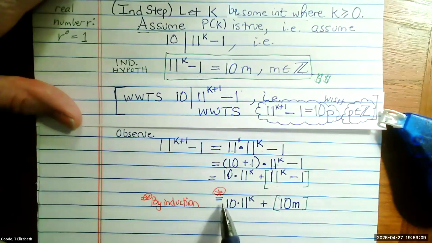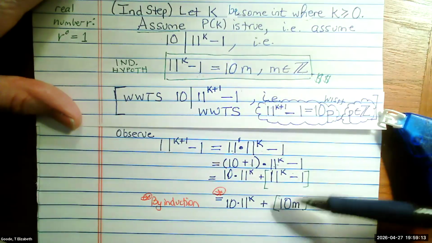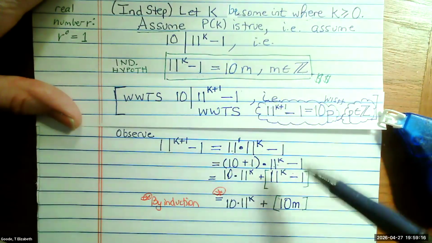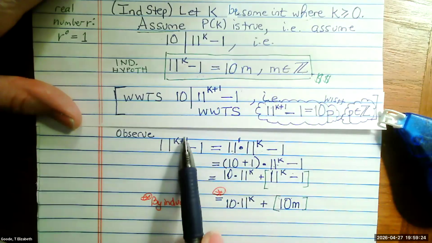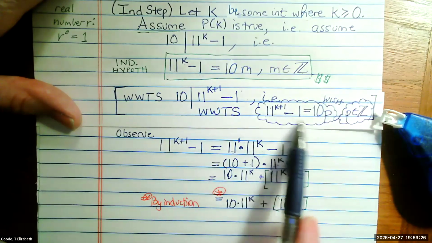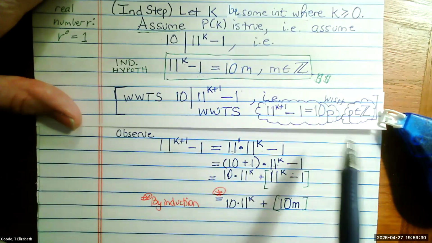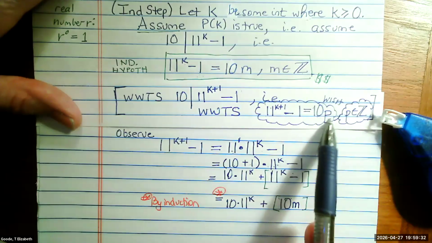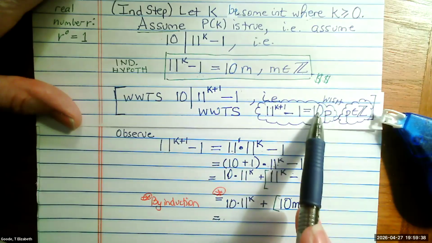Right, that's our inductive step where we used this equality to make this substitution. Do you see it? Remember what our prize is. We're trying to factor tens out of 11 to the k plus 1 minus 1. We started with the 11 to the k plus 1 minus 1 right here. We're trying to get it looking like 10 times an integer. Well, let's keep going. What can we do now to get this 10 out front?